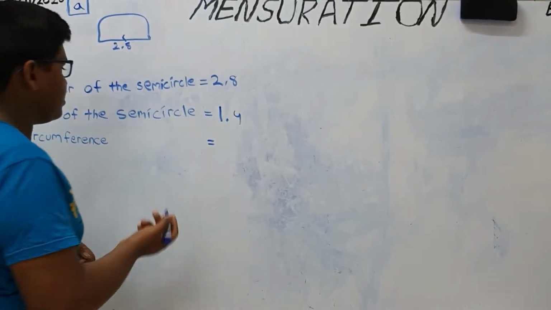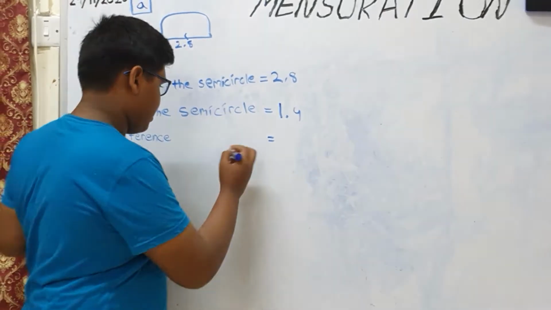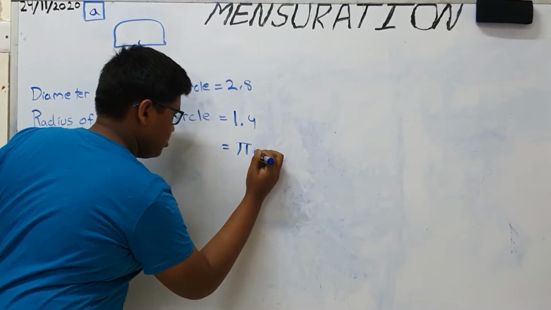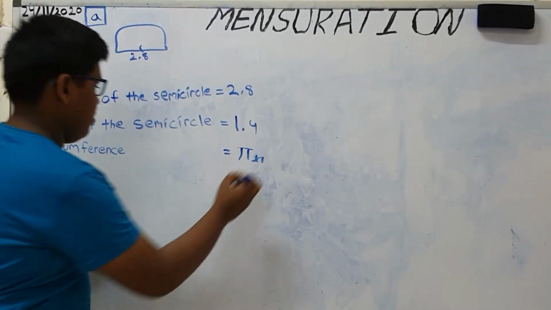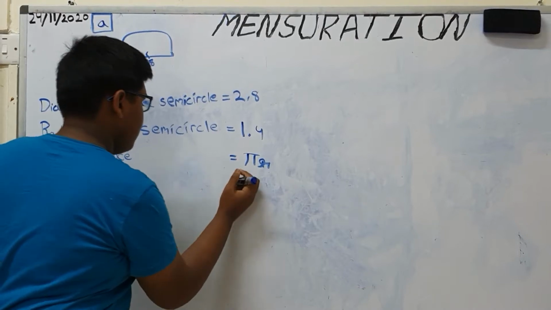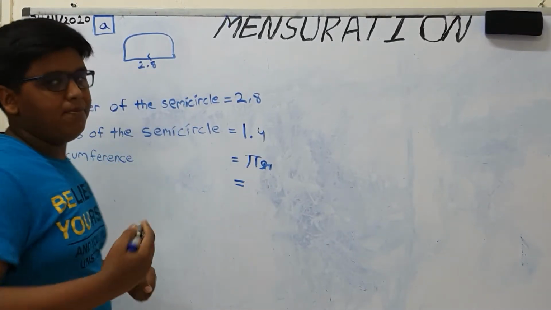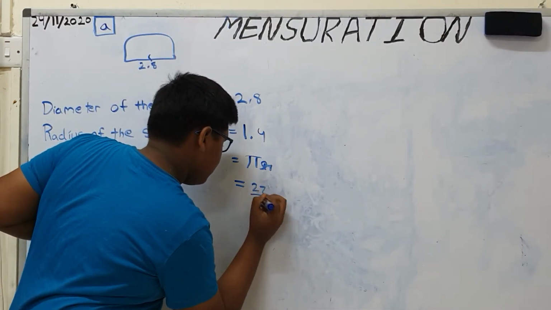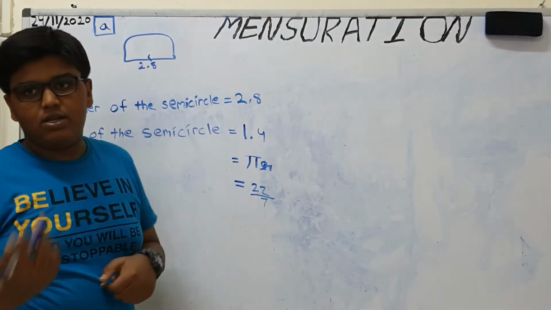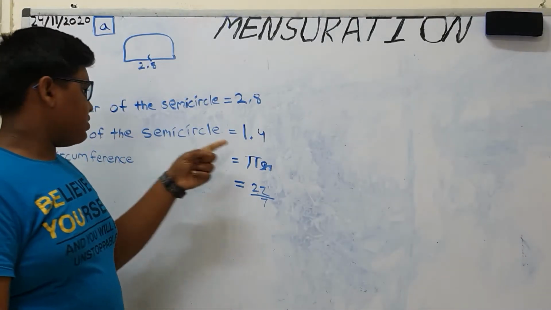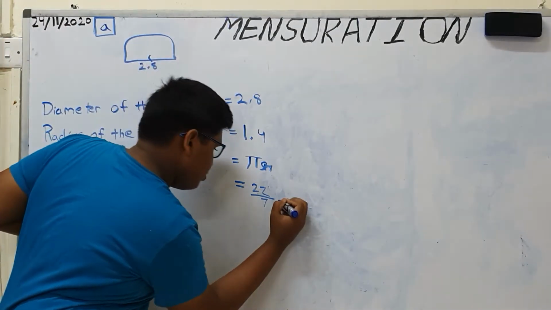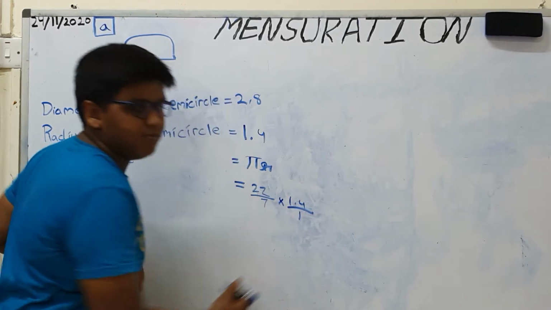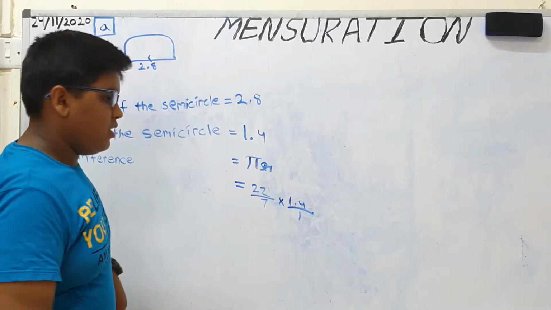1.4. Now what is the circumference? As I told you, it will be pi r. Pi r, which is equal to, pi is equal to 22 by 7. So 22 by 7 into r. What is the r? The r is the radius. So the radius is 1.4 into 1.4 by 1, because the denominator should be 1 if there is nothing.